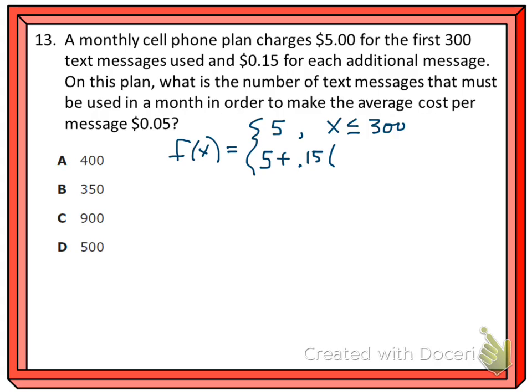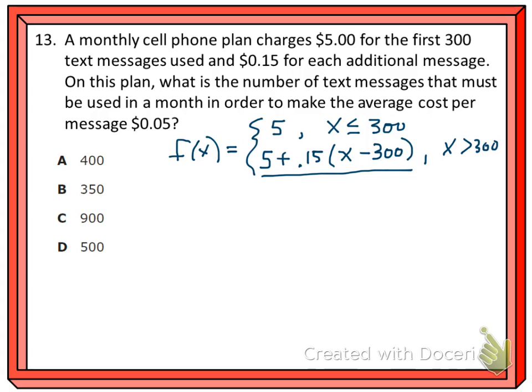Now here's the tricky part. I am going to have X text messages, but I've already been charged for those 300, so we're going to have to subtract those 300 out of this equation. And so this part of the equation is good only when X is greater than 300. And this is the part of the equation that we're talking about here.